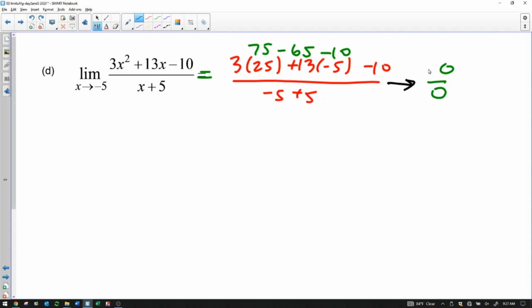All right. What do you do, guys, when you get 0 over 0? Oh, gotta do something else. What's your first something else? Factoring. So I'm going to try to factor this.